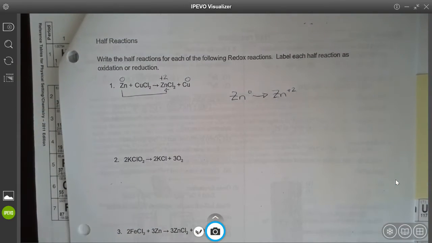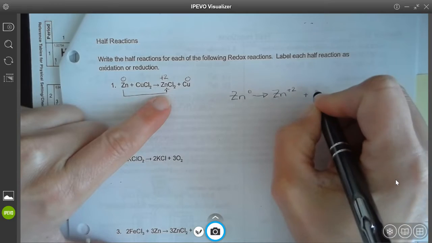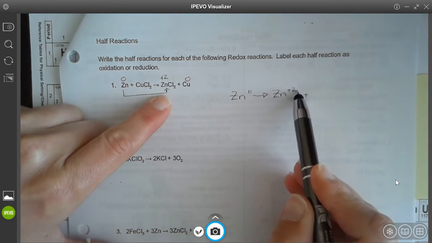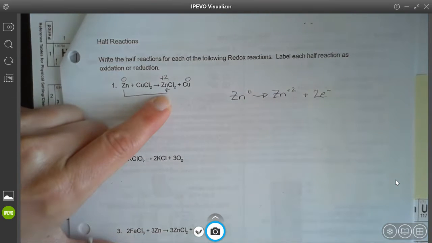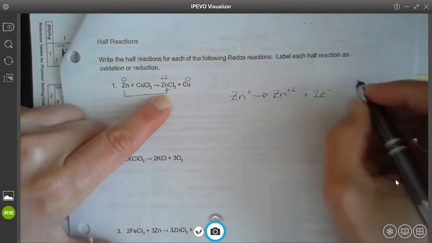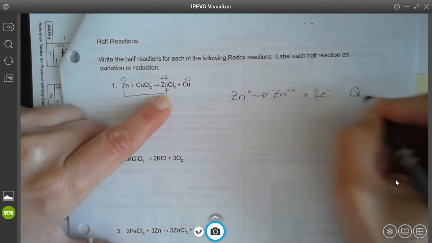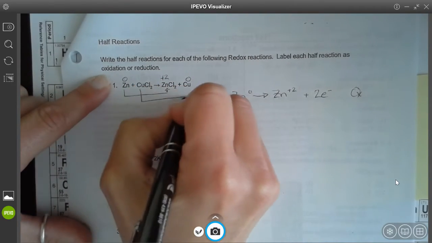Now we need to balance it. Remember, we're placing those electrons on the more positive side. How many electrons? Difference between 0 and 2 is 2. So 2 electrons. Identify, is this oxidation or reduction? So did we gain electrons or did we lose electrons? And this is oxidation.